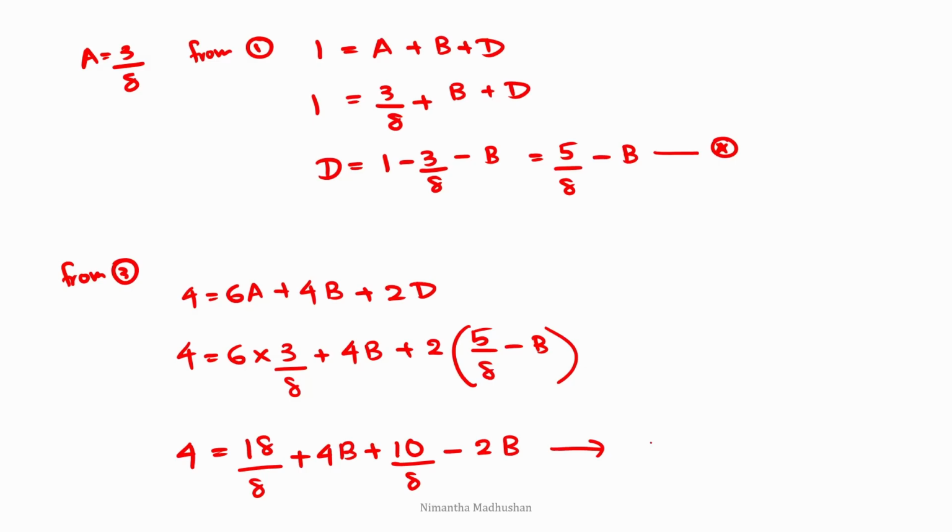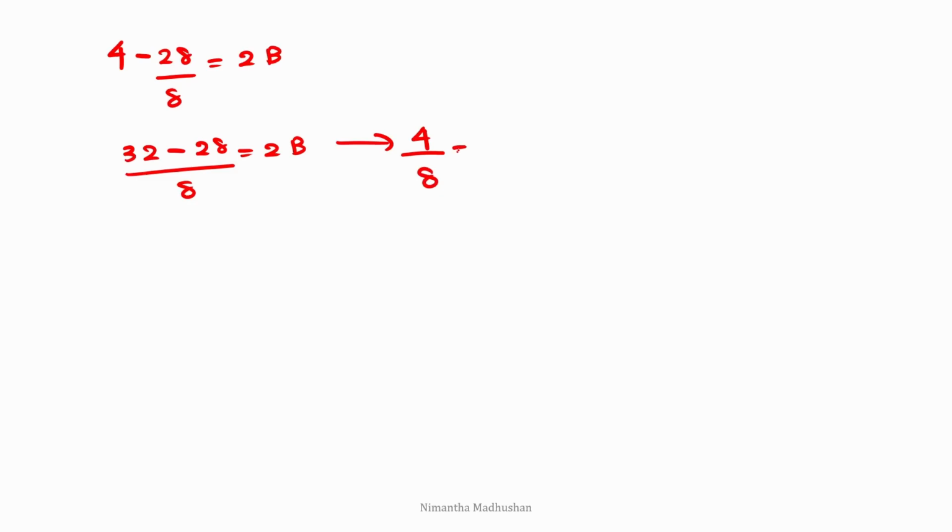From this one, 4 is equal to 18 plus 10, 28 over 8 plus 4b minus 2b, which is 2b. Then 4 minus 28 over 8 is equal to 2b. We can write 32 minus 28 over 8 is equal to 2b. 32 minus 28 is 4 over 8 equals 2b. From this one, we can write b is equal to 1 over 4.